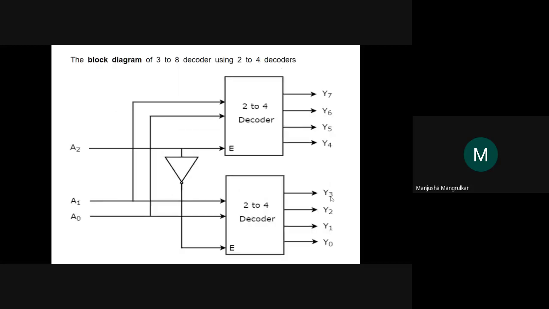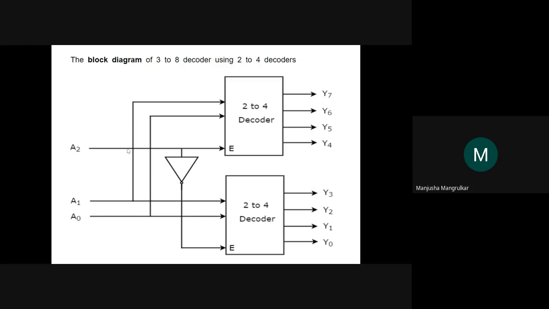Now this is the second way. We design a 3 to 8 decoder by using 2 to 4 decoders, as we have seen in the multiplexer and demultiplexer. Same here. There are 8 outputs and three inputs, A0, A1 and A2, and these are the eight outputs: Y0, Y1, Y2, Y3, Y4, Y5, Y6, Y7.